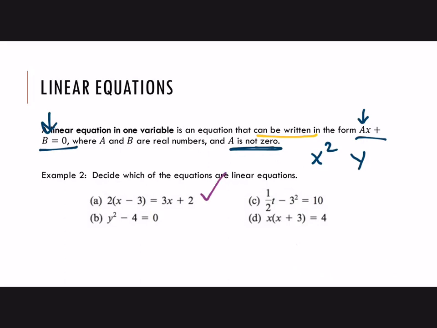Y squared minus 4 equals 0. Well, right away I can tell, because the exponent on the variable is not a 1, that this is not linear.